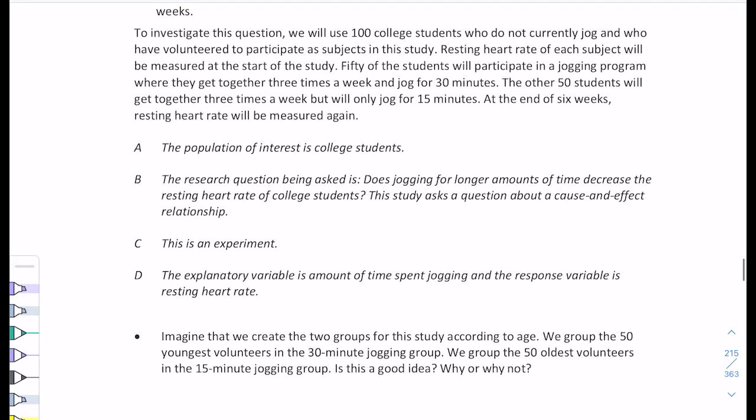The explanatory variable, remember, is what is being changed or modified. It is the amount of time spent jogging, because one group is going to jog for 30 minutes and the other is jogging for 15. And the response variable is what should be measurable. So what are you measuring? The resting heart rate.